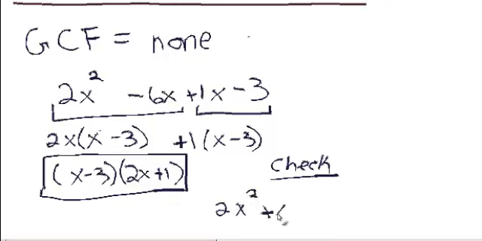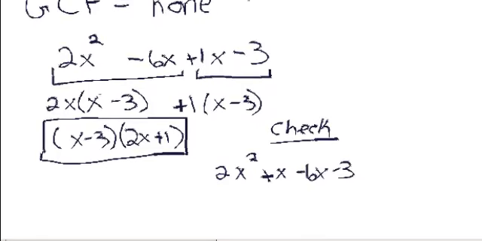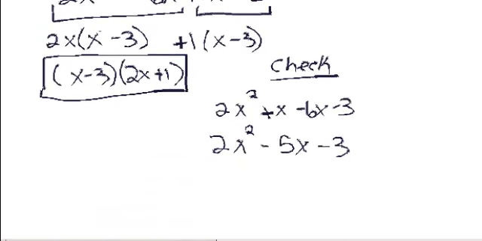So we've got 2x squared plus x minus 6x minus 3. Combine your like terms, and that gives me the negative 5x in the middle. So I've got 2x squared minus 5x minus 3. Is that the original question? Yes, let's go back and check. Double check. Awesome, so we've got it right. That's it.